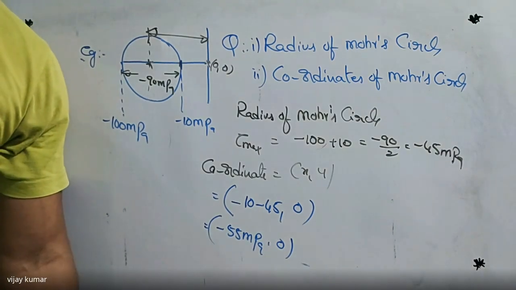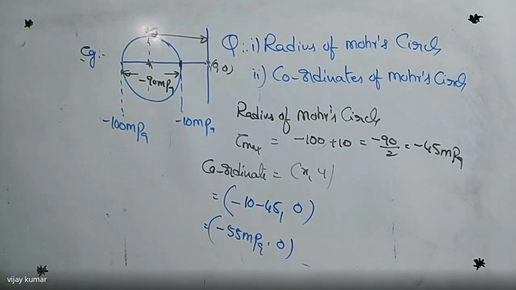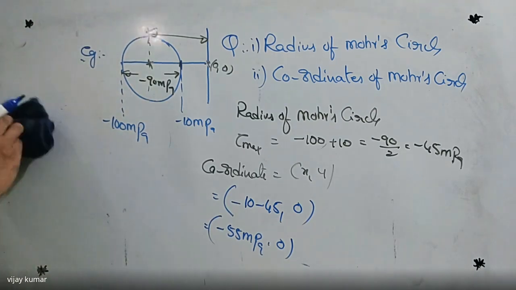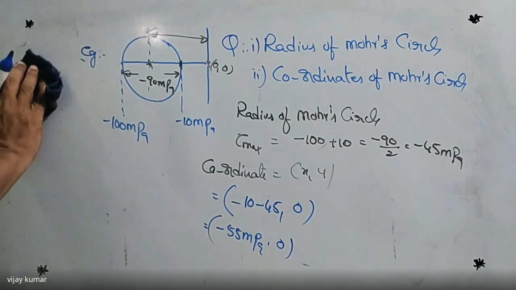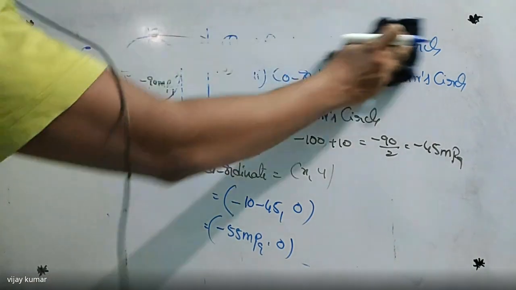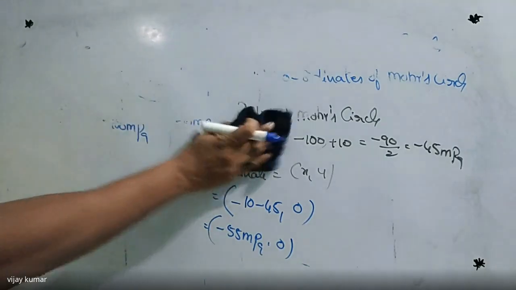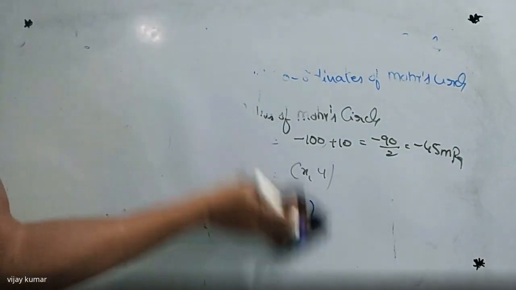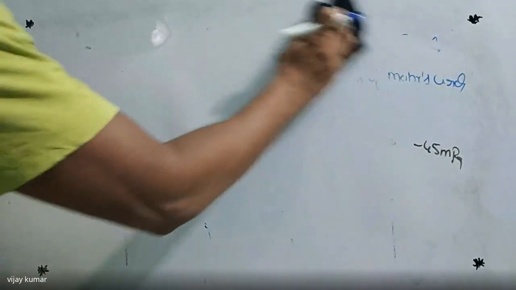Right. So one more question is given, on the radius of the Mohr circle. All of it is clear up to this point: the coordinates and how to find the radius of the Mohr circle. Now I'm going to give one or two problems on the Mohr circle diagram. Please take care about those things now.